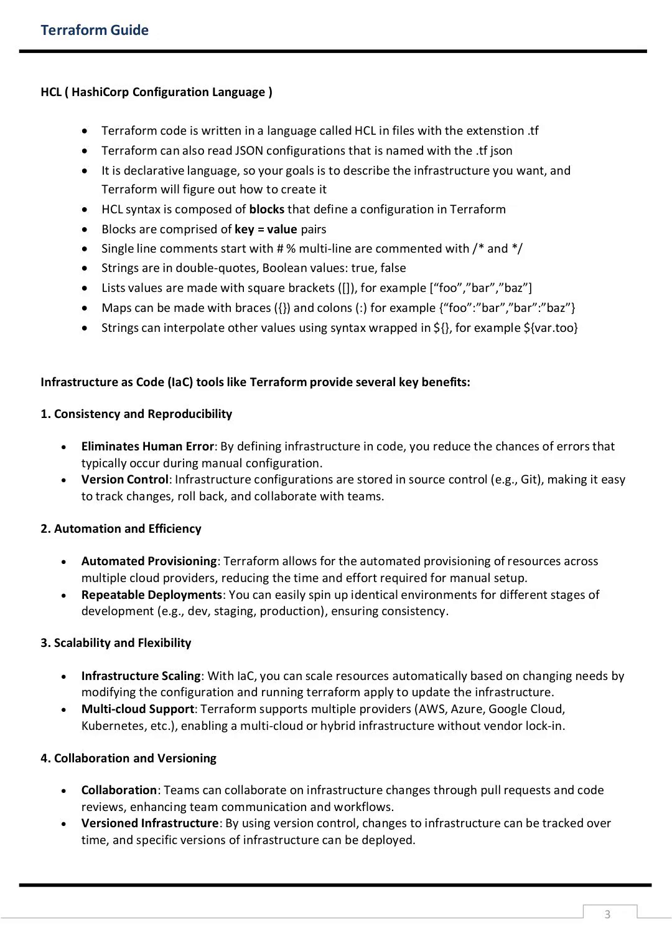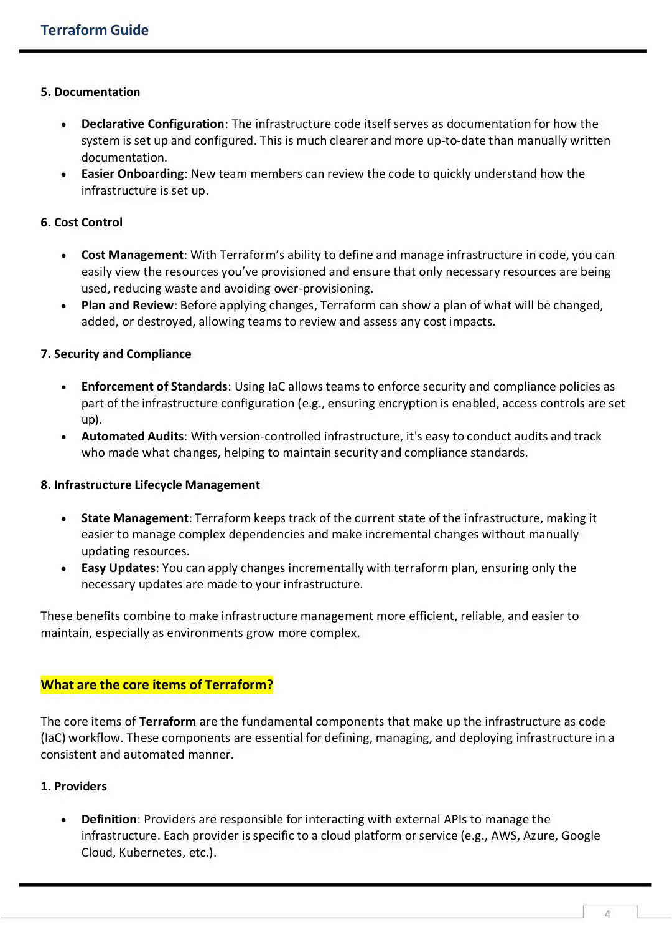Terraform Guide. Five: documentation. The declarative configuration, the infrastructure code itself, serves as documentation for how the system is set up and configured. This is much clearer and more up-to-date than manually written documentation. Easier onboarding: new team members can review the code to quickly understand how the infrastructure is set up.